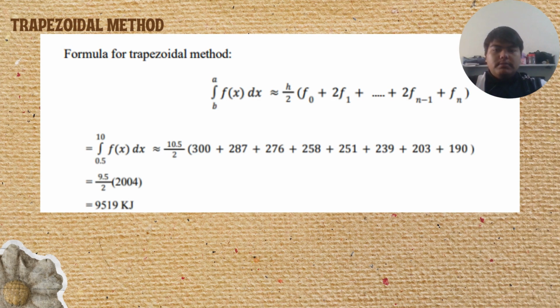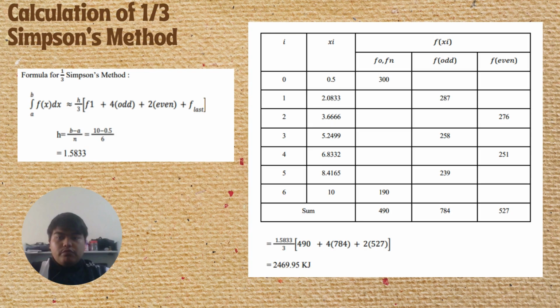This is the trapezoidal method. You can see the formula of the trapezoidal method. So the integration is over the volume, with the pressure of the project. We include all the data and integrate, and 9.5 over 2 times the result of the integration, and you get 9590.